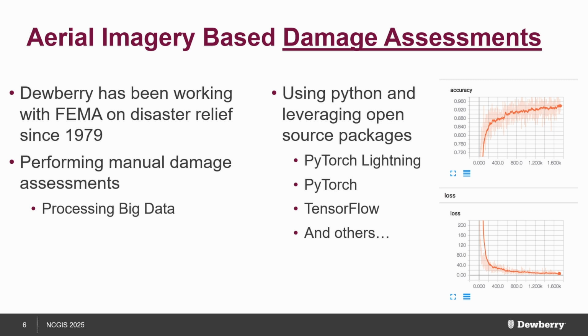So one example where we went full open source, utilizing open source Python packages like PyTorch, Lightning, and TensorFlow, we trained a damage assessment model based on aerial imagery. We've been working with FEMA on disaster relief since 1979, and we've been doing manual visual review damage assessments. So we had a large backlog of training data that already existed. That initial hump of creating a bunch of training data was already surpassed, and we were able to hit the ground running and start training a model using all the data that we already had.